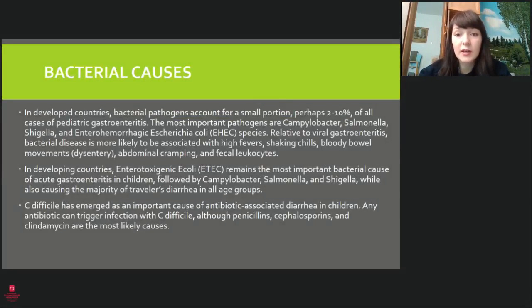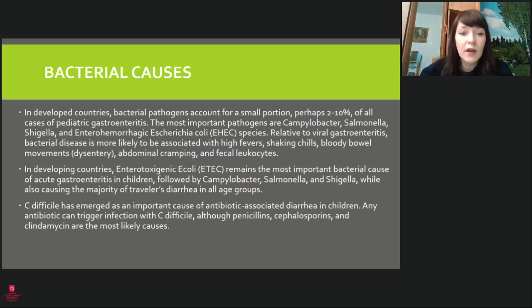Bacterial causes. They are a smaller part of all gastroenteritis in children. In developed countries, bacterial pathogens account for a small portion, perhaps 2 to 10% of all cases of pediatric gastroenteritis. The most important pathogens are Campylobacter, Salmonella, Shigella, and enterohemorrhagic Escherichia coli species. Relative to viral gastroenteritis, bacterial disease is more likely to be associated with high fevers, shaking chills, bloody bowel movements such as dysentery, abdominal cramping, and fecal leukocytes.